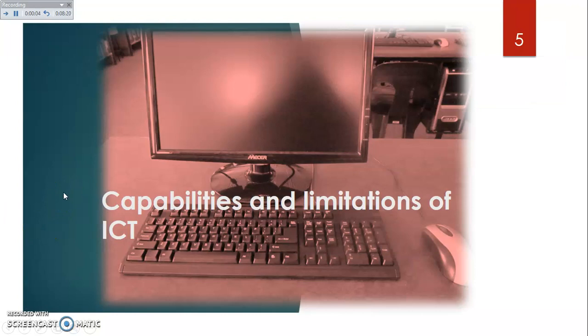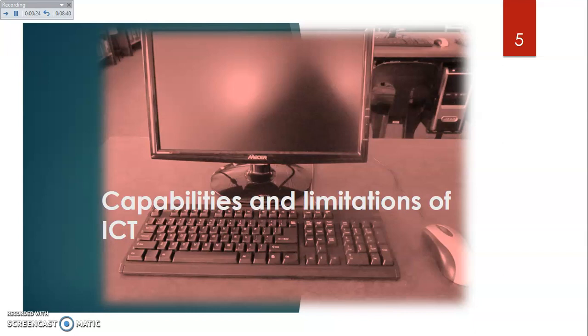Okay, capabilities and limitations of ICT. The speed and accuracy of computers. The ability to analyze vast quantities of data quickly and to transform, present, and communicate data in a variety of formats are their main strength.